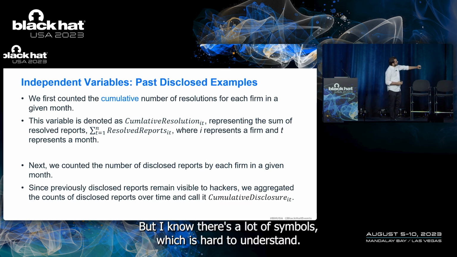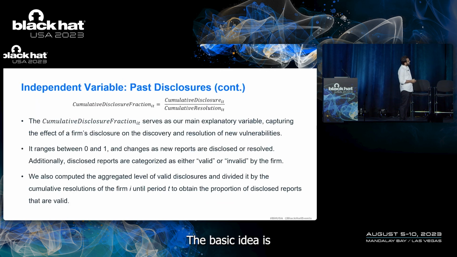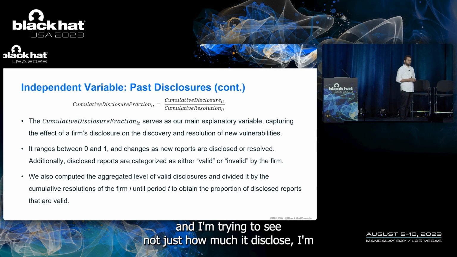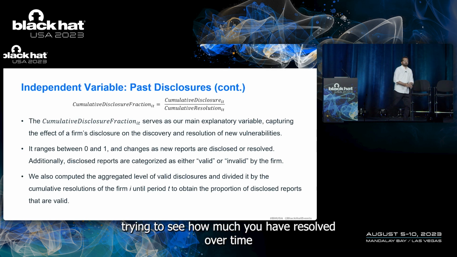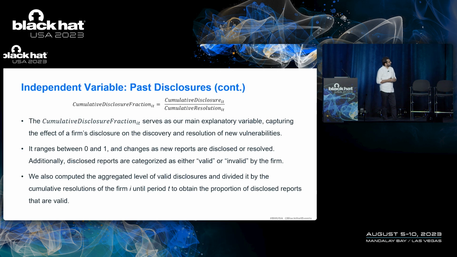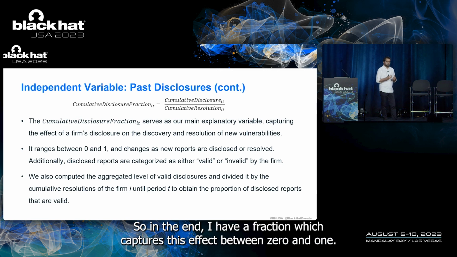I know there are a lot of symbols which are hard to understand. The basic idea is I'm trying to estimate the effect of disclosure over time in a program. And I'm trying to see not just how much you disclose, but how much you have resolved over time and what proportion you have disclosed. And it changes from month to month. So in the end, I have a fraction between 0 and 1 which captures this effect.